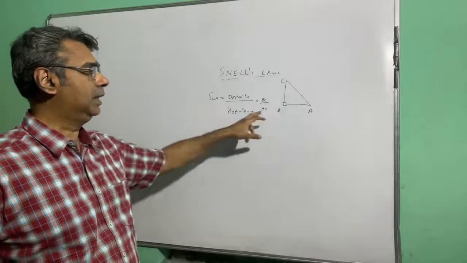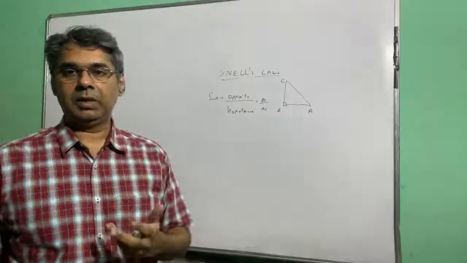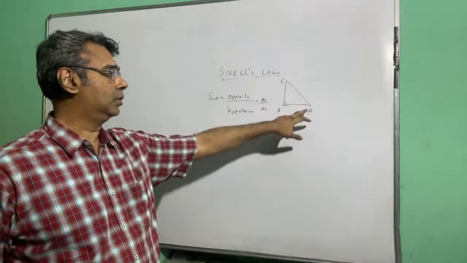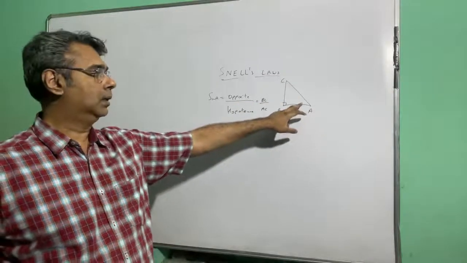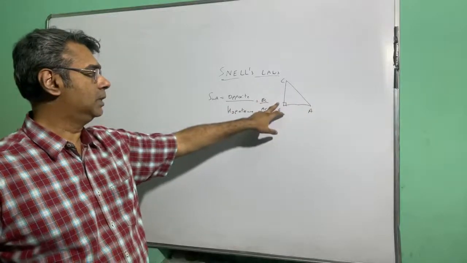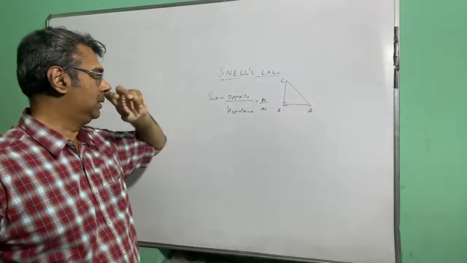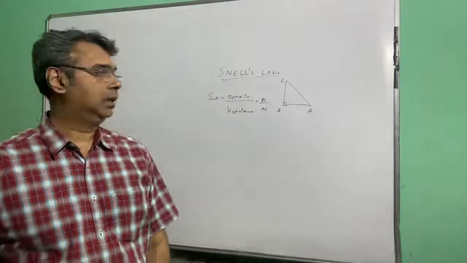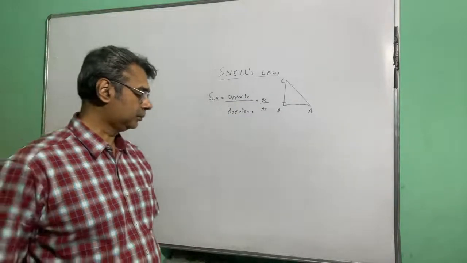So sine A, what is that property? What is sine A? It literally means opposite by hypotenuse. Like sine A, the side opposite to A, that is BC, by hypotenuse, which is AC. So sine A is opposite by hypotenuse, so BC by AC. So this is called sine A.